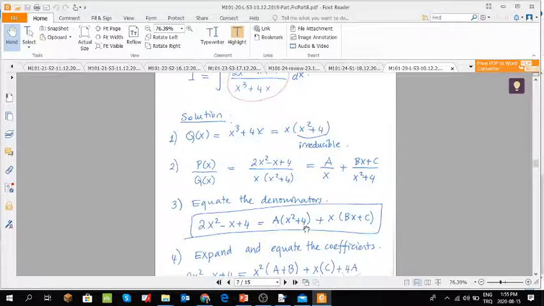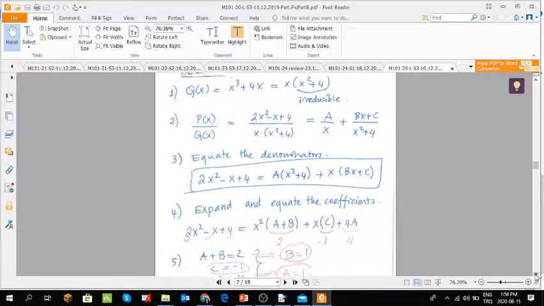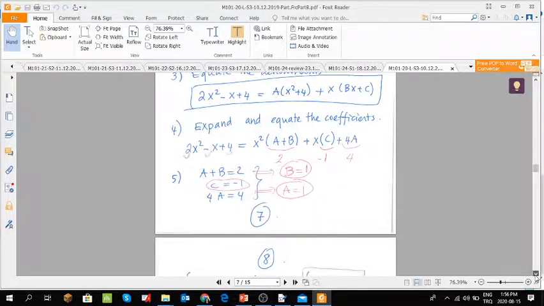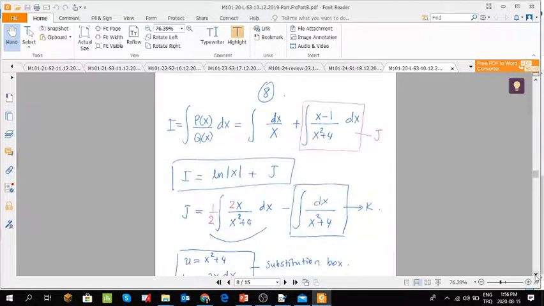And we equate the numerators: A times (x squared plus 4) plus (Bx plus C) times x. Okay? Combine the like terms, equate the coefficients. You get for x squared the coefficient A plus B, it has to be 2. For x the coefficient is C, it has to be negative 1. And the constant term is 4A, it has to be 4. From here, C is negative 1, A is 1 and B is 1. Perfect. We put back in what they are.